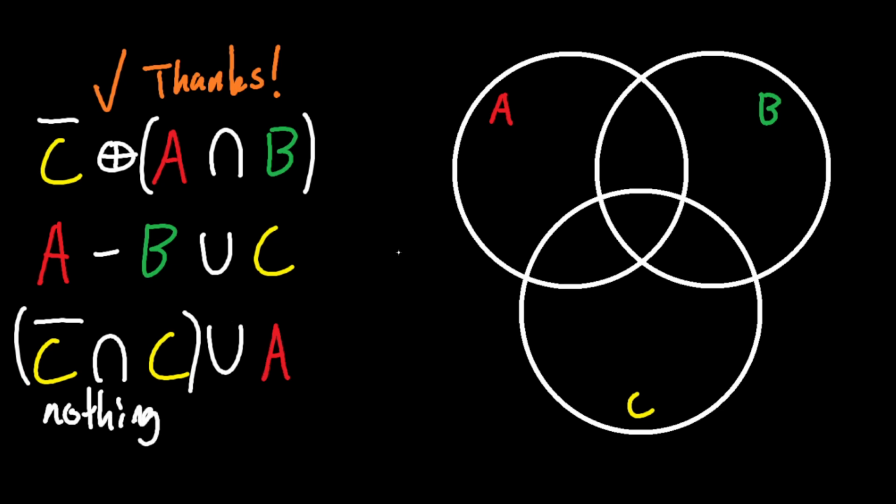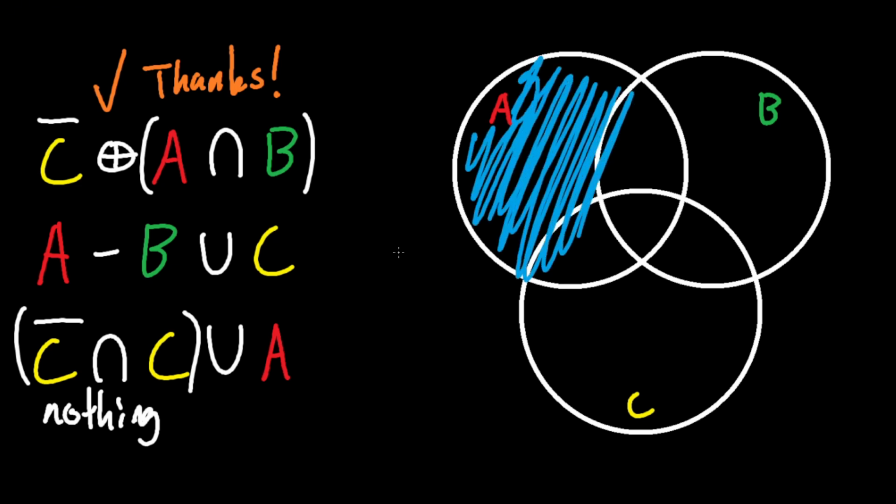Now we just take its union with A. Remember, with unions, all we do is color in A. It's very simple. Unions are very simple. So basically, this whole expression is equivalent to just A. We just filled in A, that's all. And let's put check marks around there.